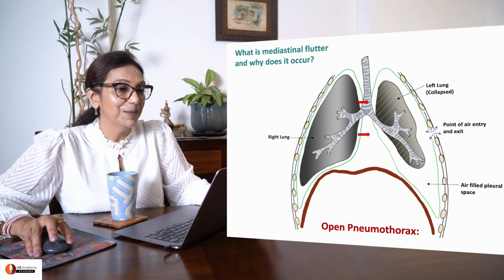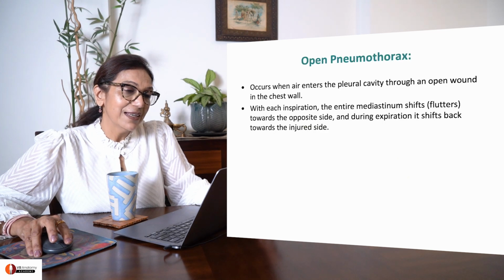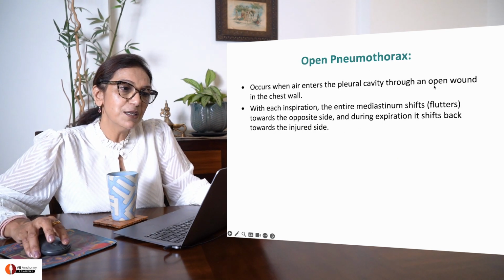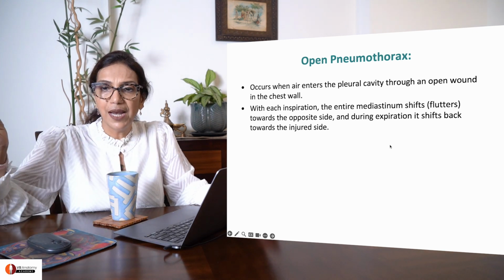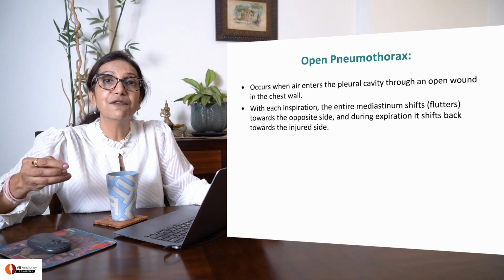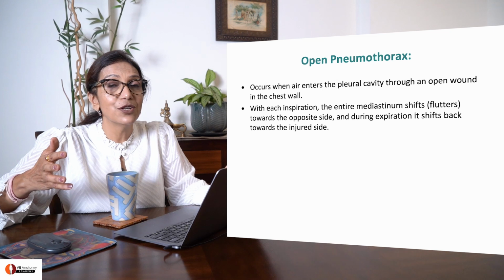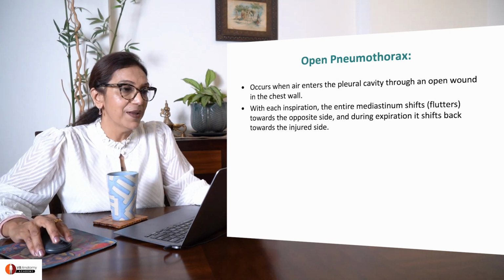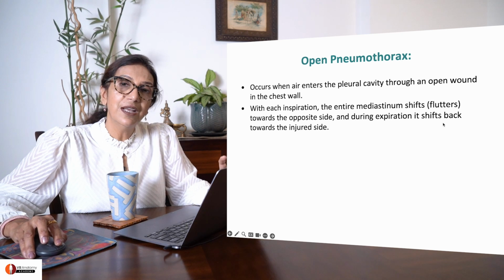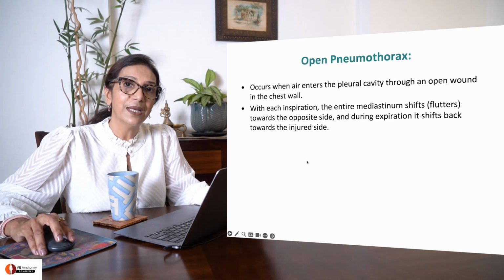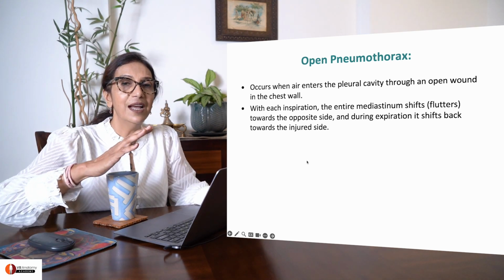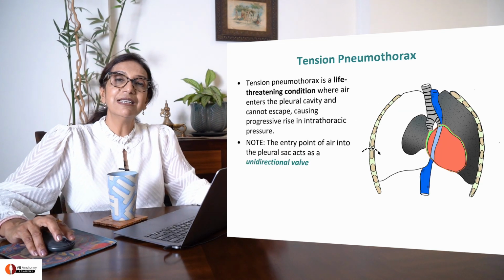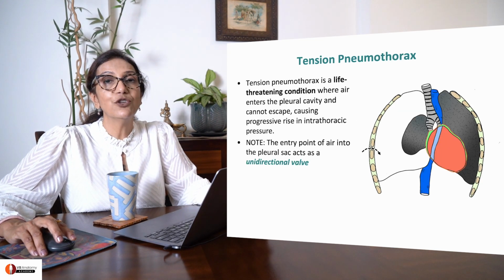Mediastinal flutter. Right. This is an open pneumothorax. It occurs when air enters the pleural cavity through an open wound. Entry of air and exit of air is free. The condition is not less dangerous. It is dangerous. But there is an open entry and exit of air. With each inspiration, the mediastinum flutters to one side, and with expiration it comes back to its normal position. Versus another condition which is called a tension pneumothorax.